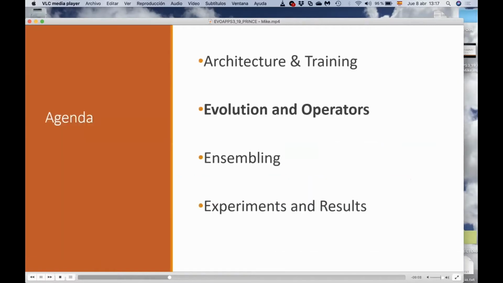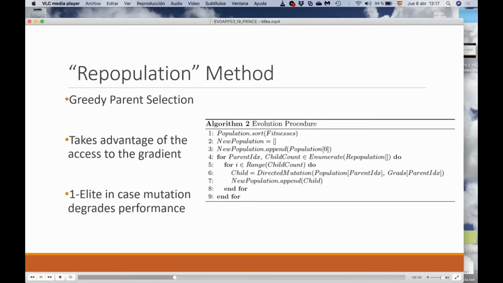We'll now go into detail about the evolutionary process for the actors and the custom operators that were used on them. We'll start with the quote-unquote repopulation method and the overall evolutionary process. For evolution, fitness is calculated by the sum of rewards during the actor's rollout. This process is viewed as a greedy parent selection process.